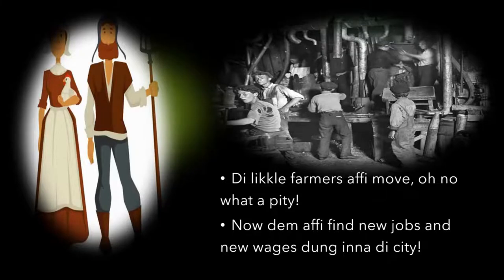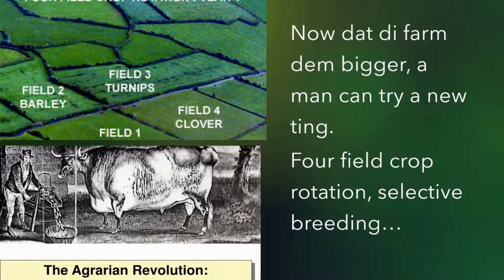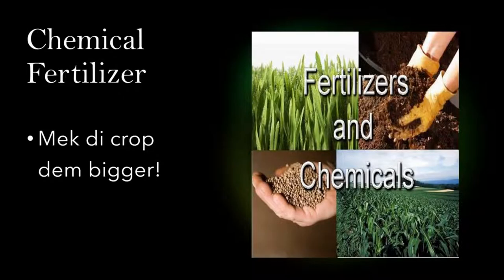The little farmers have to move. Oh no, what a pity. Now them have to find new jobs and new wages down in the city. Now that the farm them bigger, a man can try a new thing. Four field crop rotation, selective breeding, chemical fertilizer, make the crops them bigger.